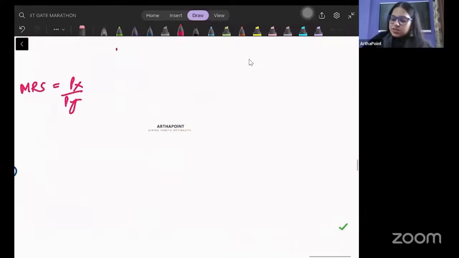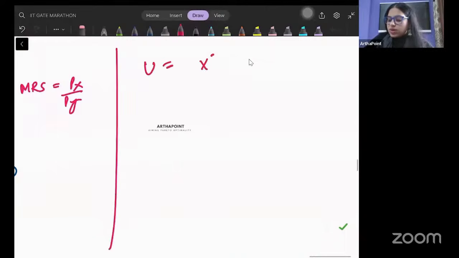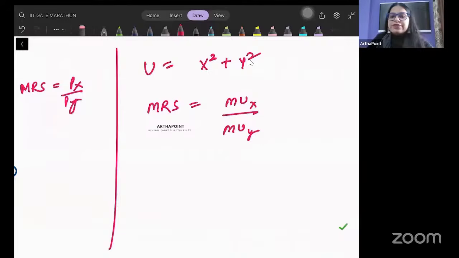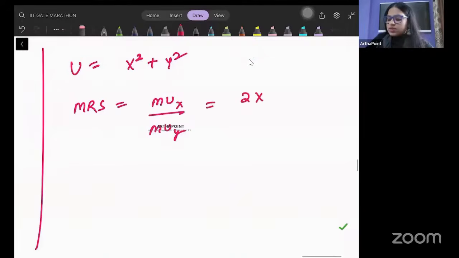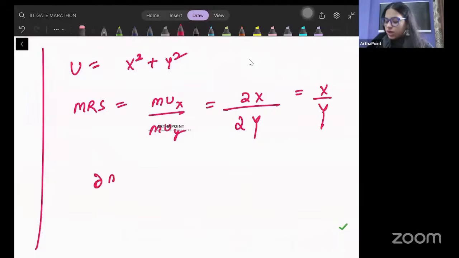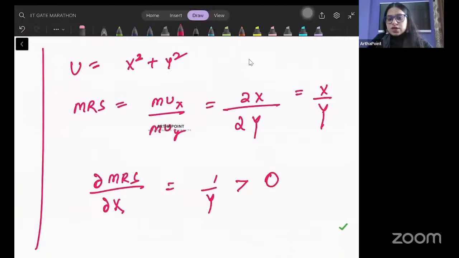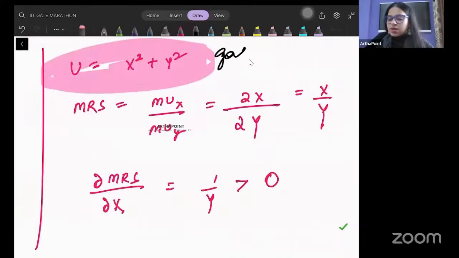Now consider this. U is equal to X square plus Y square. Find out the MRS. MRS will be MUX by MUY. Differentiate with respect to X, you get 2X. With respect to Y, 2Y. So MRS हो गया बेटा X by Y. Now find out how MRS changes as X changes. You will get 1 by Y. This is positive.